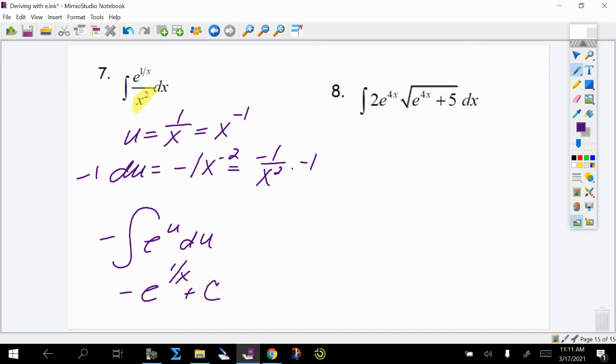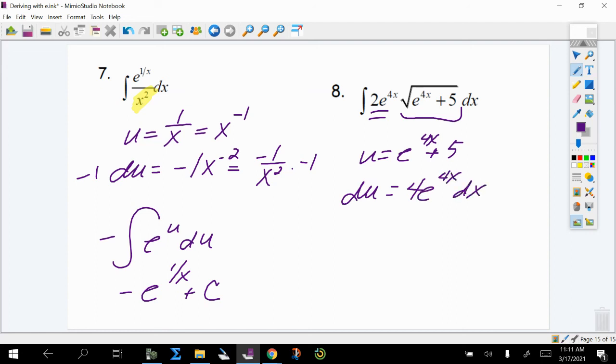And then finally, we're going to finish with a power rule one. This whole piece is under the square root, so that's going to be your u, so e to the 4x plus 5. Your du, you'll notice with these, you always have something extra there, and that's because when you derive, you're going to have an e again. Your du is going to be 4e to the 4x. You don't have a 4, you have a 2. So to adjust, you're going to divide both sides by 2.